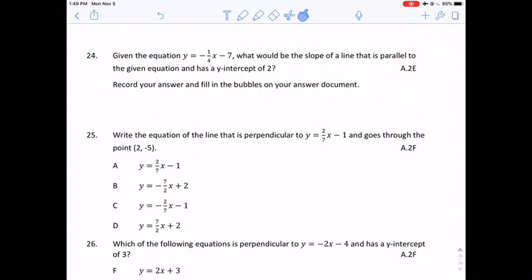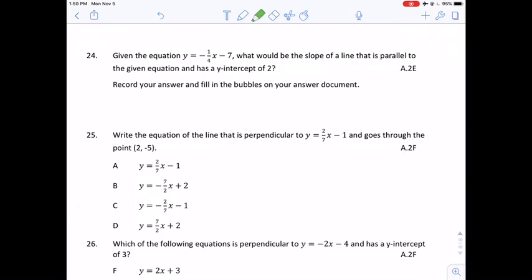Problem 24. Given the equation y equals negative 1 over 4x minus 7, what would be the slope of a line that is parallel to the given equation and has a y-intercept of 2? Well, this problem has too much information.